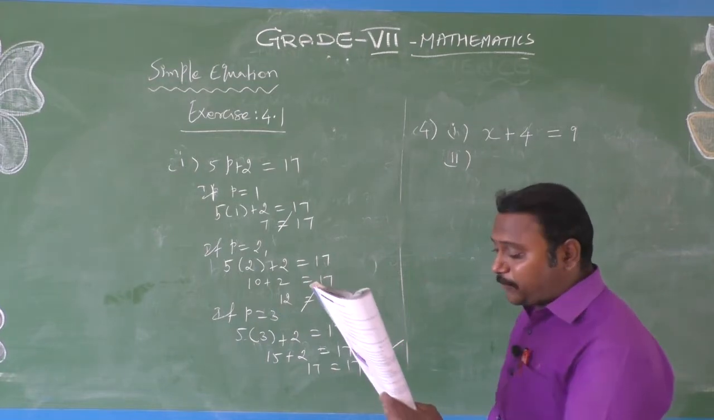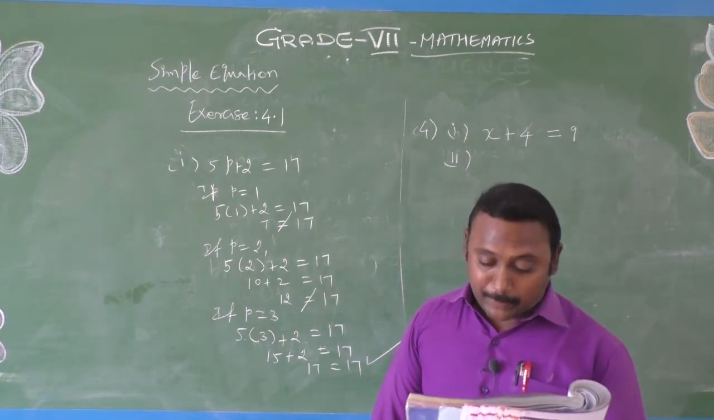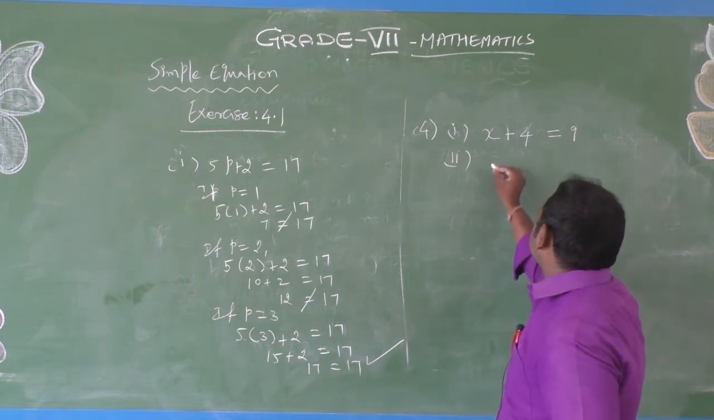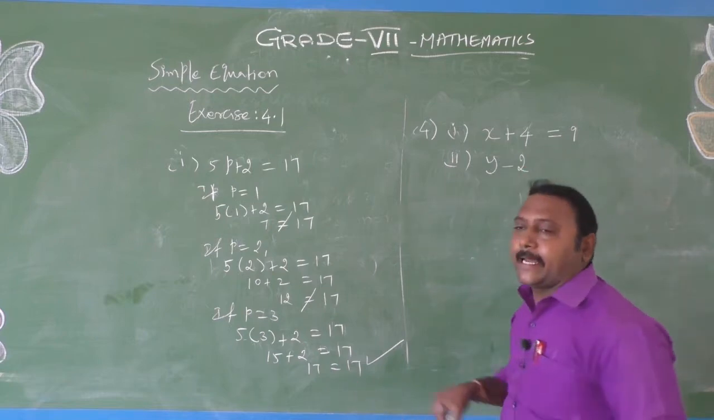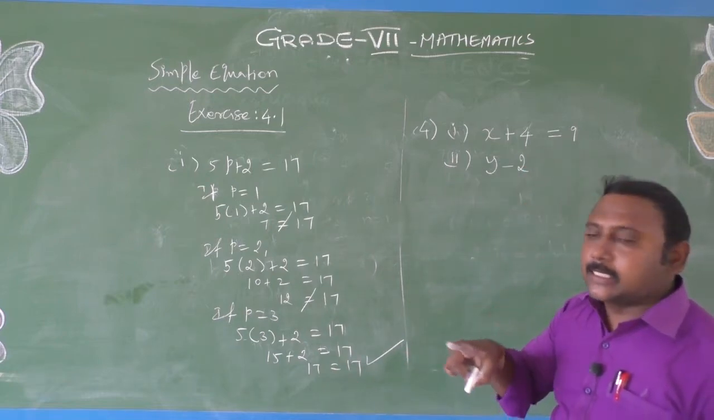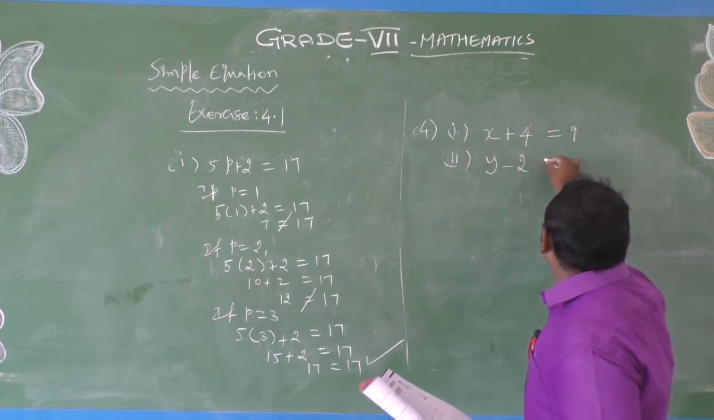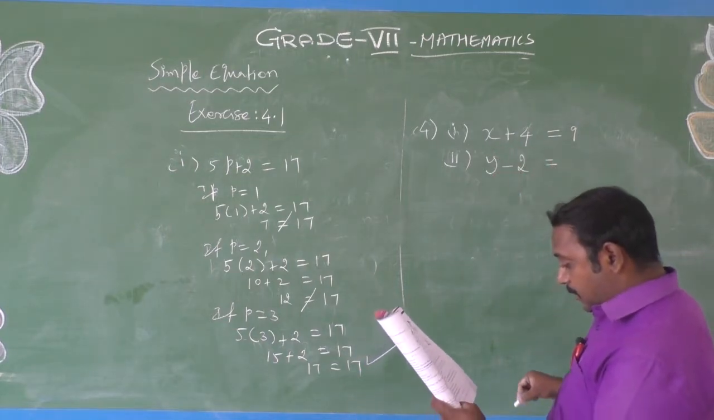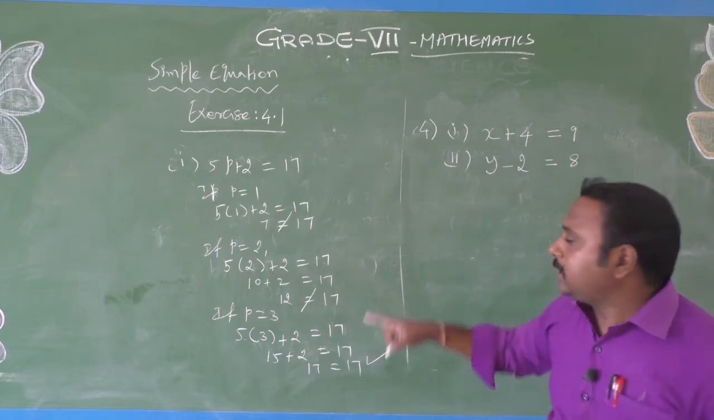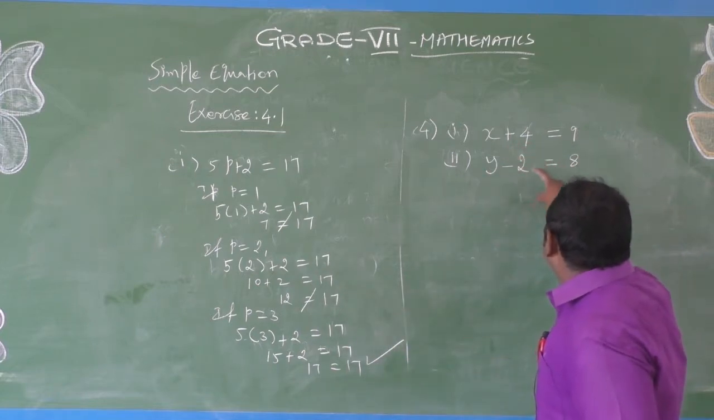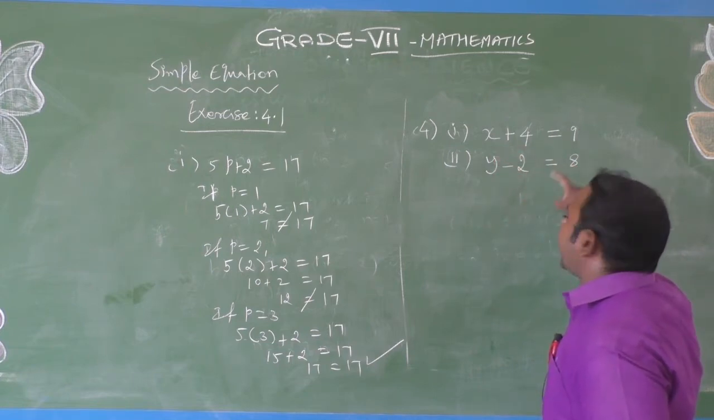2 subtracted from y is 8. The question is, 2 subtracted from y. So from y, 2 is subtracted. Understand the question? 2 is subtracted from y is 8. Okay, are you clear? 2 is subtracted from y is equal to 8. So this is the answer.